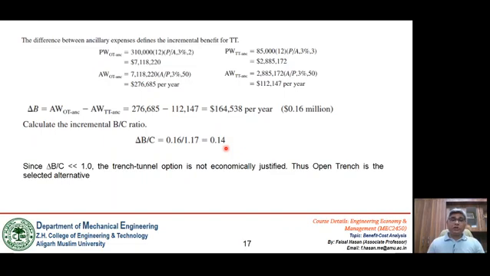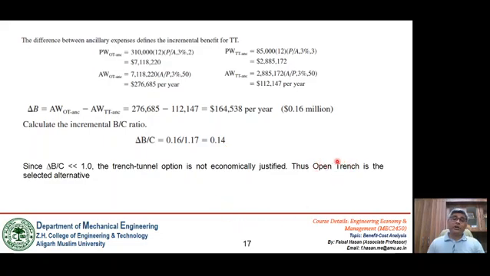So in this case, since the B by C ratio is coming out to be less than 1, the higher cost alternative, that is the tunnel trench, is not economically preferred. Thus the answer is that we have to stick with the less cost option, that is the open trench. So in this case, there is another term.